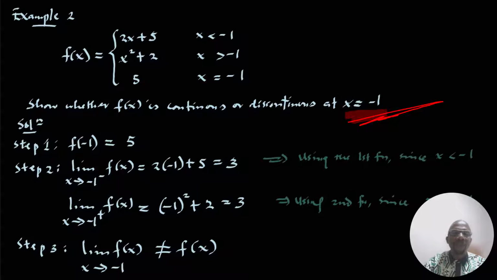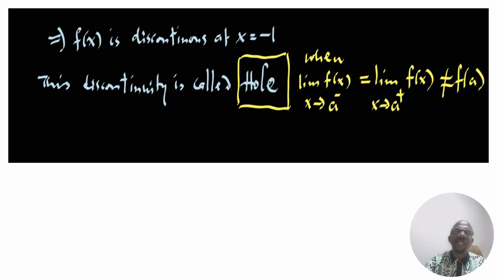As you can see, step 3, the limit of f of x as x approaches minus 1 is not equal to f of a here. That means there is discontinuity, and this kind of discontinuity is called a hole. This is the condition when the limit of f of x as x approaches from the negative side is equal to the limit as x approaches from the positive side and is not equal to f of a. That's where we have a hole as a form of discontinuity.